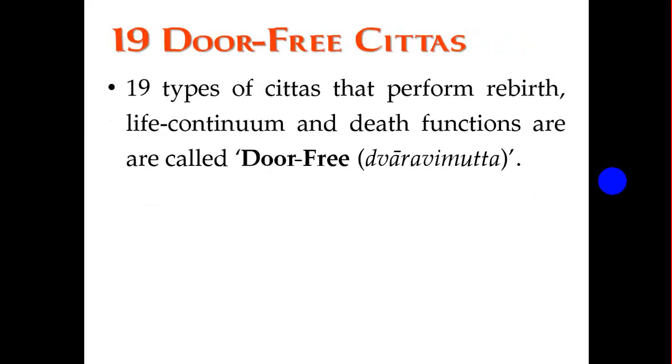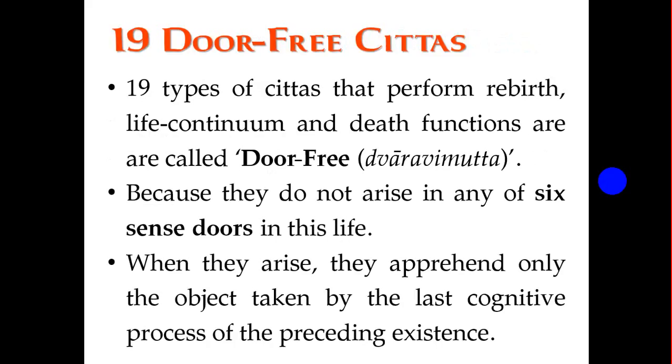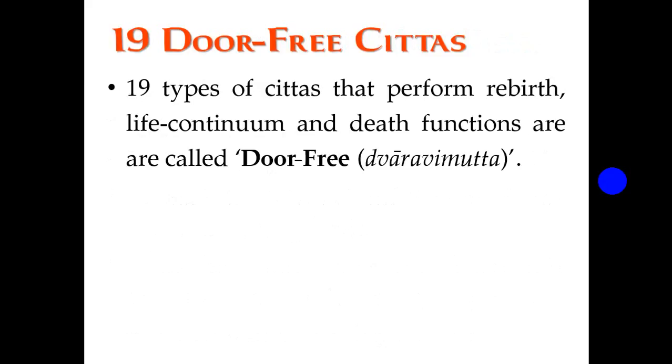So here, 10 door-free chetas. You can look at the page number here, not mentioned, right? The 19 types of chetas that perform rebirth, life continuance, and death functions are called door-free. As you know, we have been learning 6 types of doors, right? 6 doors. And 46 chetas arise in the eye door. Another 46 chetas arise in the ear door, nose door, tongue door and body door. And 67 chetas arise in the mind door.